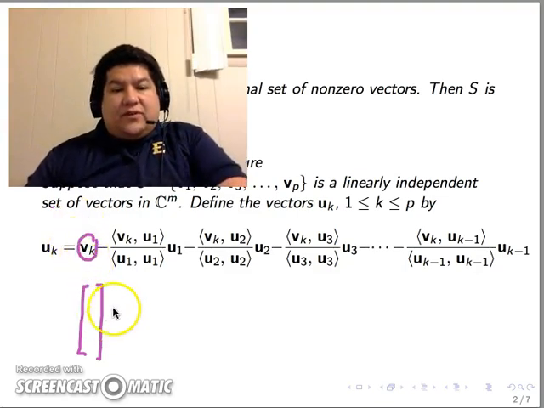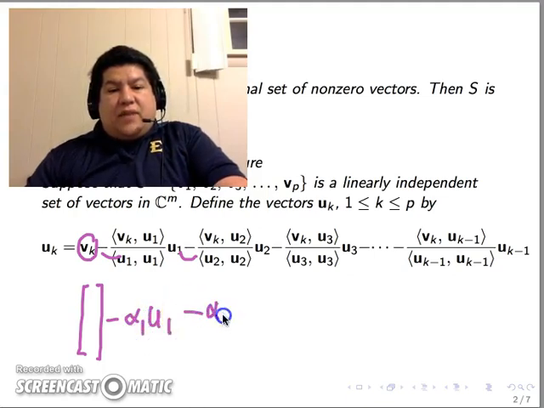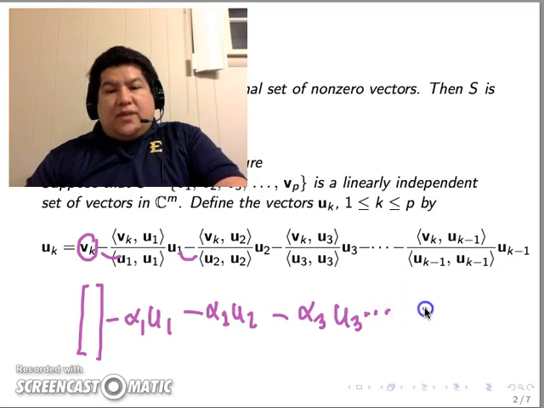We have a first vector v sub k, and then what we have after that is being subtracted. So we have a lot of subtractions here, minus, minus, minus. But we want to think of this as minus alpha 1 u1 minus alpha 2 u2 minus alpha 3 u3, and then this goes all the way through, say, minus alpha sub k minus 1 times u sub k minus 1.